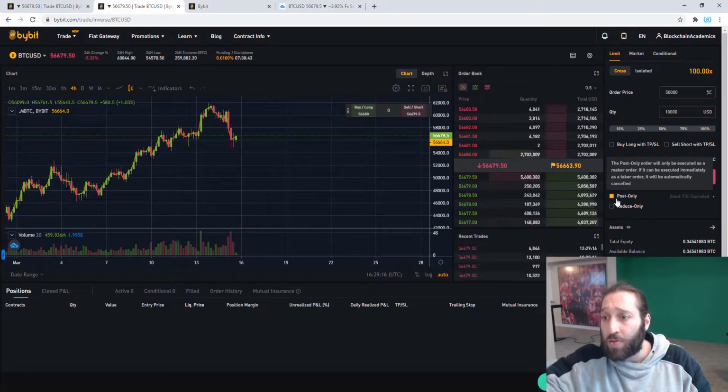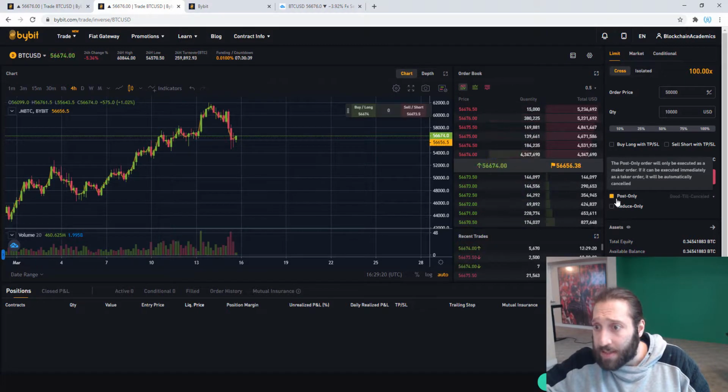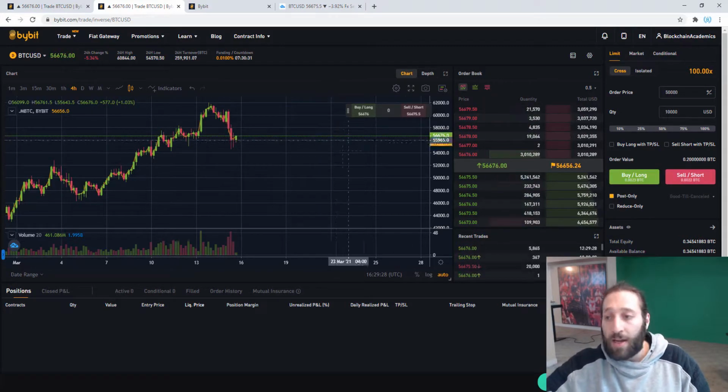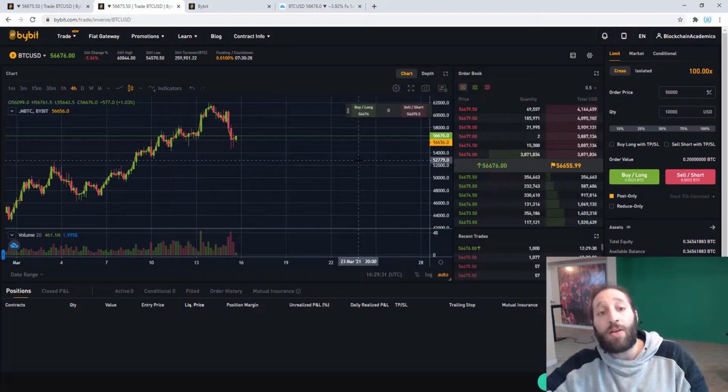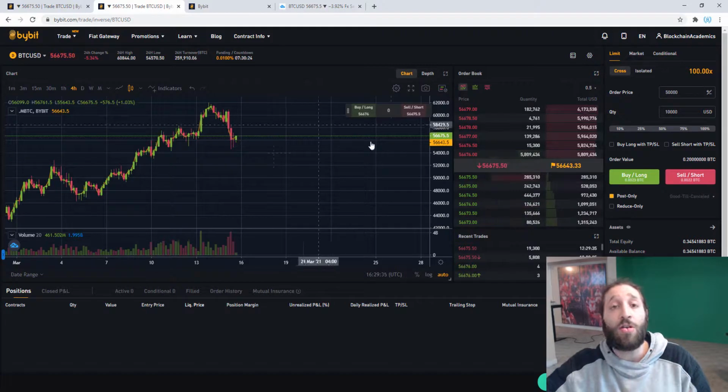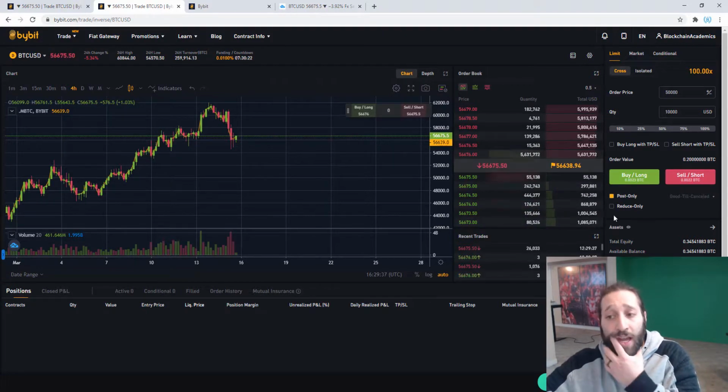So I'll read it. The post only order will only be executed as a market maker order. If it can be executed immediately as a taker order, it will be automatically canceled. So you can't market buy. It's only maker orders. So that will save you some fees, or you'll earn some fees actually in doing so.